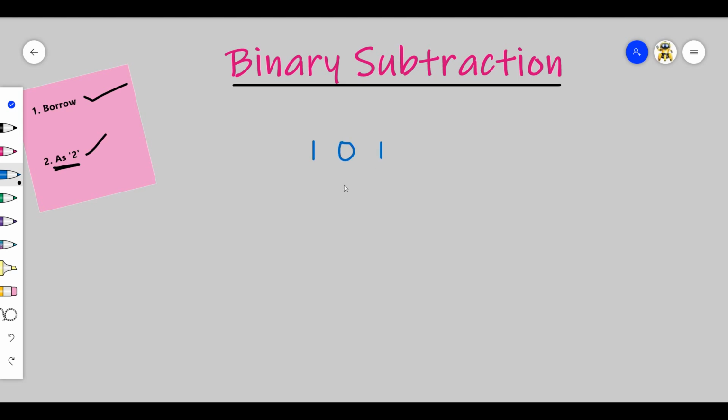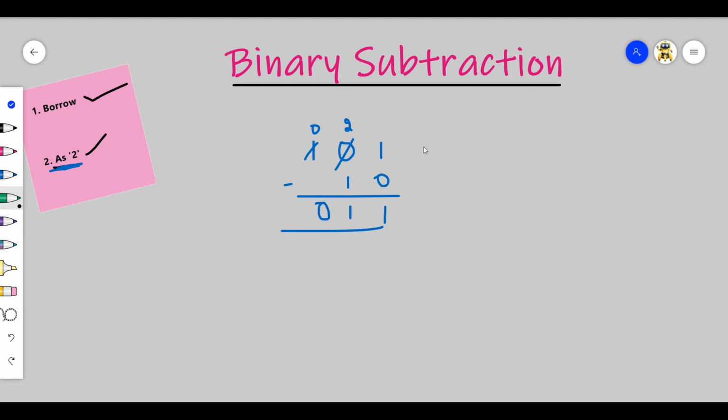101. Now I want to subtract 10 from 101. So 1 minus 0, we know that's 1. 0 minus 1 is not possible, so I need to borrow. So this will become 0 and this will become 2. So I'm borrowing as 2. That is what I mean here by 2. So 2 minus 1 is 1, 0.